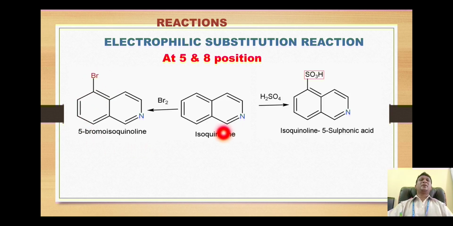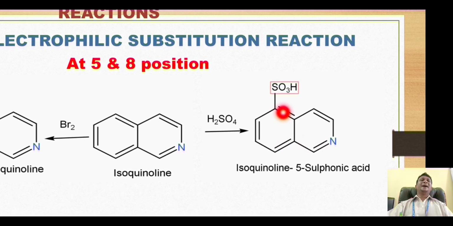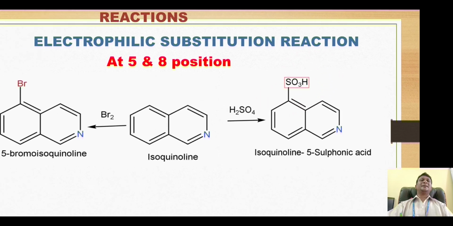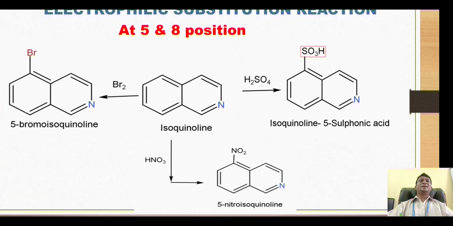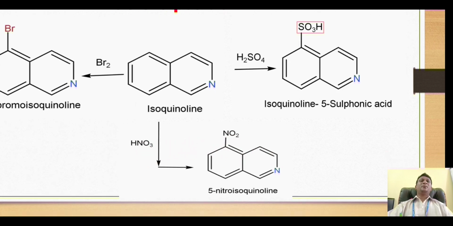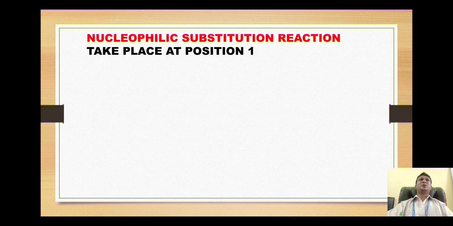Likewise, isoquinoline reacts with sulfuric acid to give formation of isoquinoline-5-sulfonic acid. Here the sulfur trioxide electrophile attacks at position number 5 to give this sulfonic acid. Likewise, the isoquinoline reacts with nitric acid, where the nitration takes place at position number 5 to give formation of 5-nitroisoquinoline.